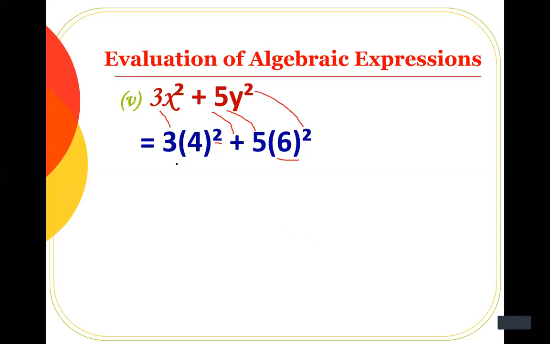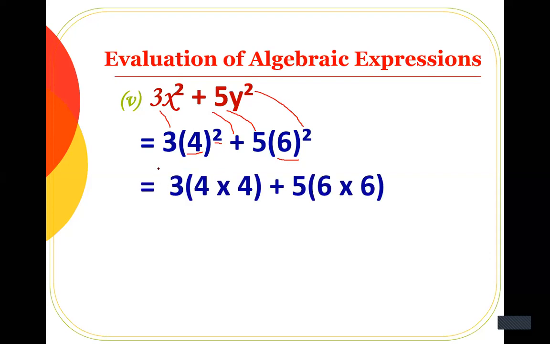Okay, now instead of multiplying 3 by 4, what you have to do is open this bracket. You have 4 raised to the power 2. What does it mean? You have to multiply 4 by itself 2 times. Similarly, here you have to multiply 6 by itself 2 times. So how will you write it? You will write 3, then 4 multiplied by 4 inside the bracket, then plus 5, then 6 multiplied by 6.